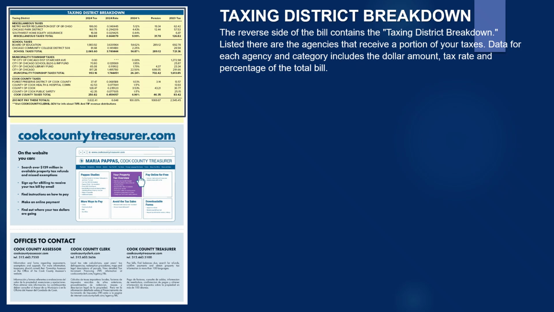The reverse side of the bill contains the taxing district breakdown. Listed there are the agencies that receive a portion of your taxes. Data for each agency and category includes the dollar amount, tax rate, and percentage of the total bill.